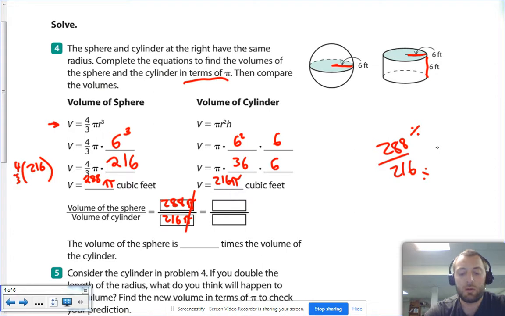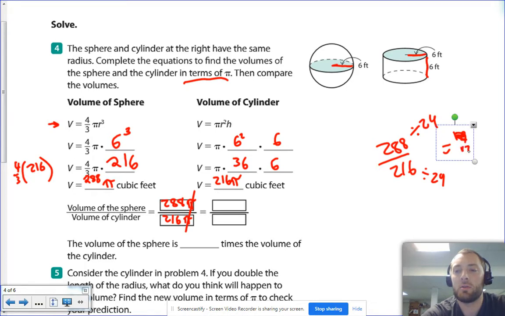Let's try 12. 12 is a good number. Let's just double it. Let's try 24. So 288 divided by 24, we get 12. I think that'll work. 216 divided by 24, I got 9. Okay, so that's good. I think it can go farther. Sorry, 12 and 9. Yep, you can simplify them by dividing them both by 3 yet, and I get 4 over 3.